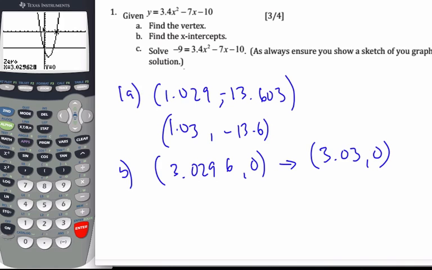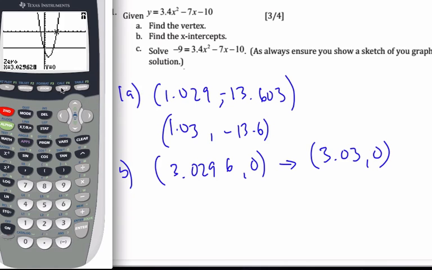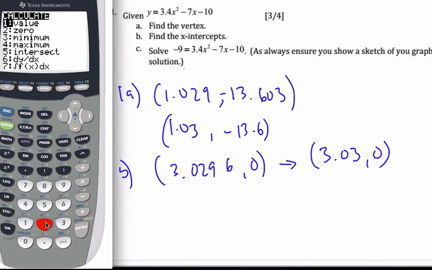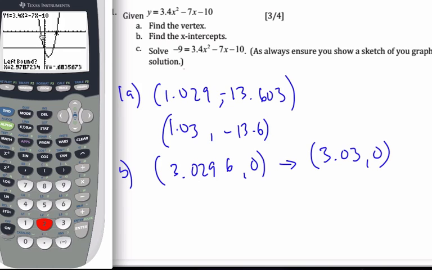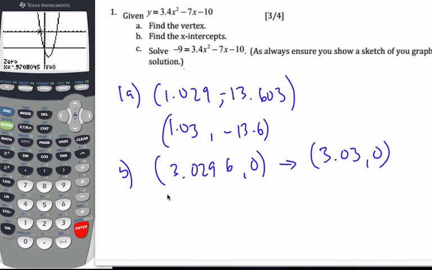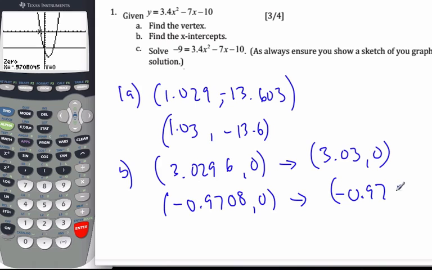Do the same thing again to find the one on the left-hand side. Second trace, I find my zero, and I estimate it to be negative 1. So my left bound I'll put negative 3, my right bound I'll make 0, my guess was negative 1, and there we go. We get the value negative 0.9708, comma 0, which to three significant figures is negative 0.971, comma 0. Finally, now C part, solve this equation.